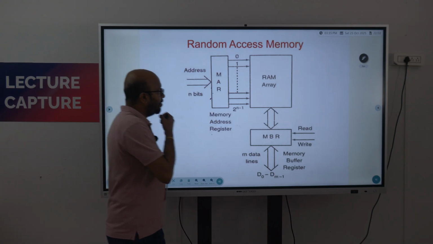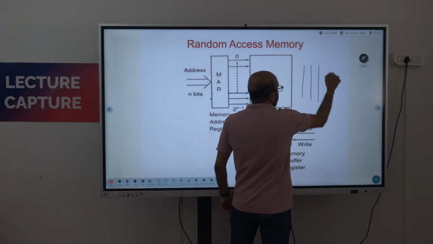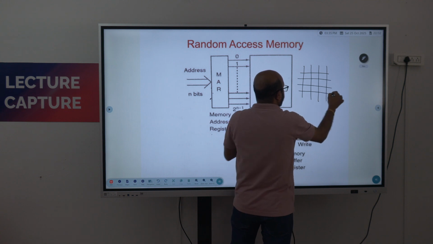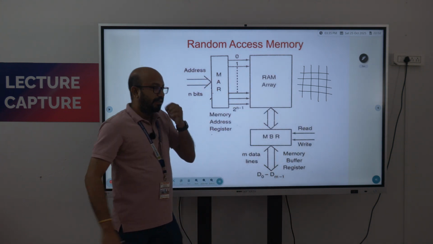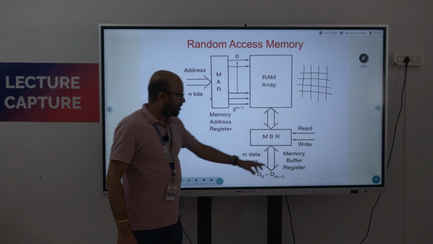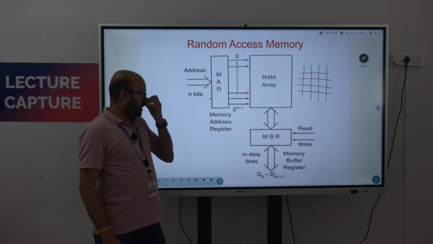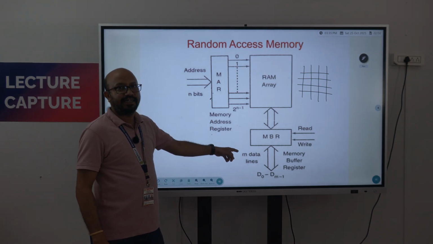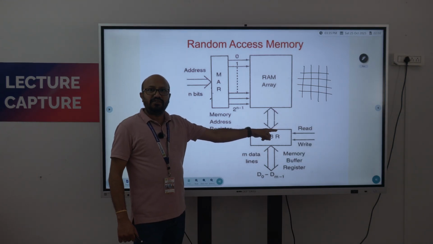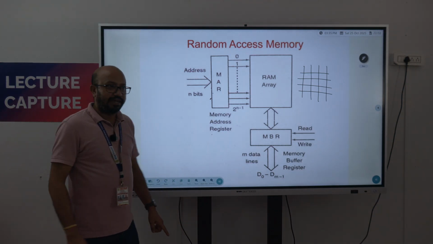This RAM array will look like a combination of rows and columns, just like a matrix array. This is how the RAM array will look. Next one is the MBR. MBR is nothing but the memory buffer register. While buffering, we need to store some data. That type of register is the memory buffer register, and in that we have read and write. This is the output lines.